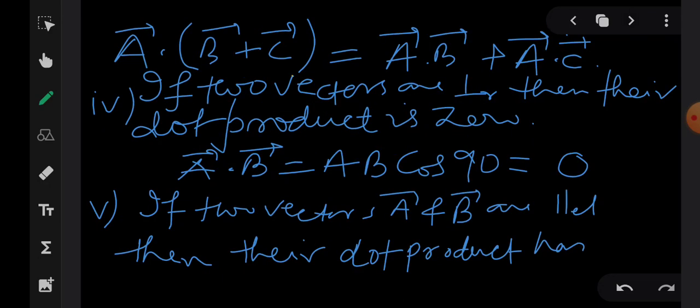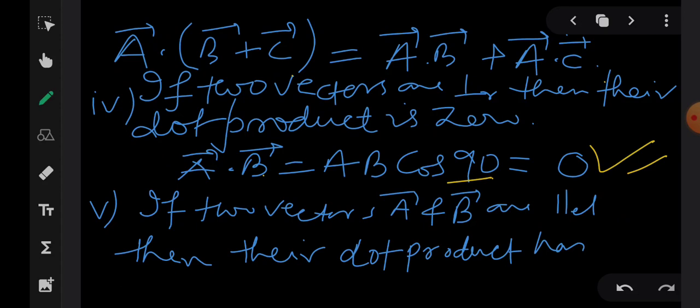A dot (b plus c), this a gets distributed over the addition of b and c: a dot b plus a dot c. If two vectors are perpendicular, then their dot product is 0. When vectors are perpendicular, the angle between them is 90 degrees and cos 90 is 0, so their dot product is 0. So if we have to show that the given two vectors are perpendicular to each other, we have to simply find out their dot product. If it comes 0, this clearly explains that the two vectors are perpendicular to each other.